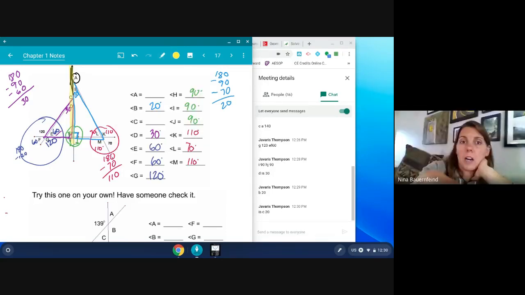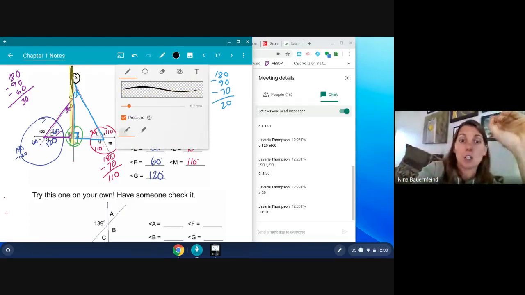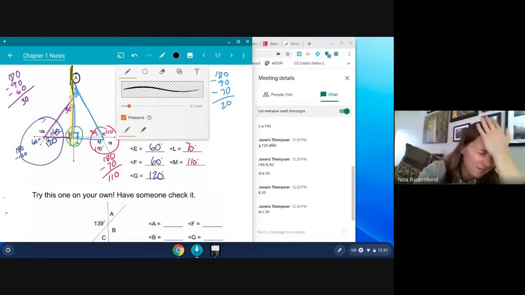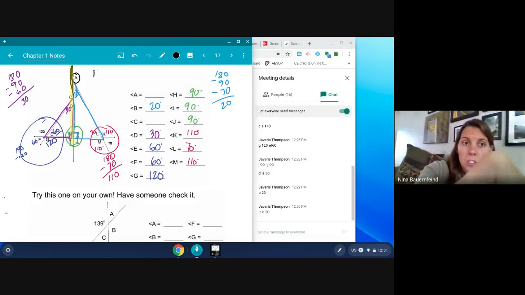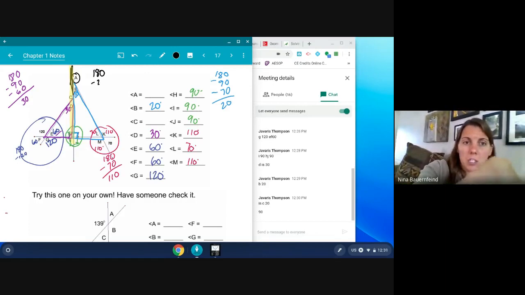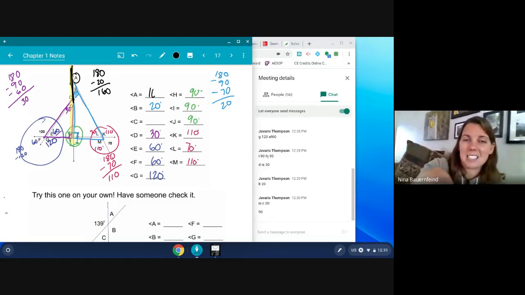Sorry, it's not going to be 180, but the total is 180 for A and B. So we'd go 180 minus 20 because this is a line. So A is going to be 160. Does that make sense? Because these two split this.